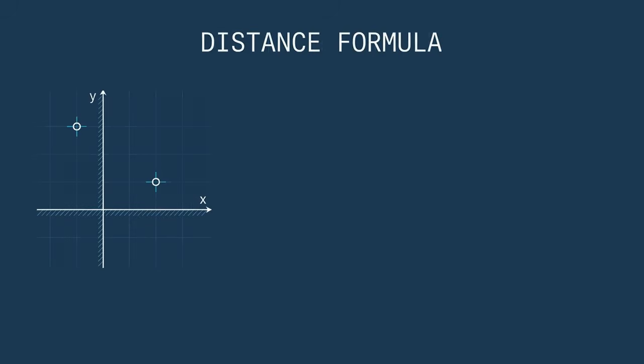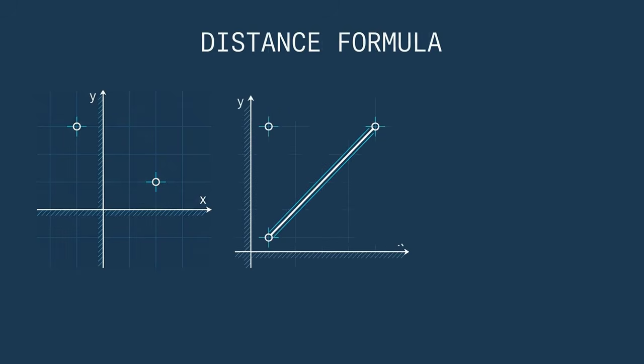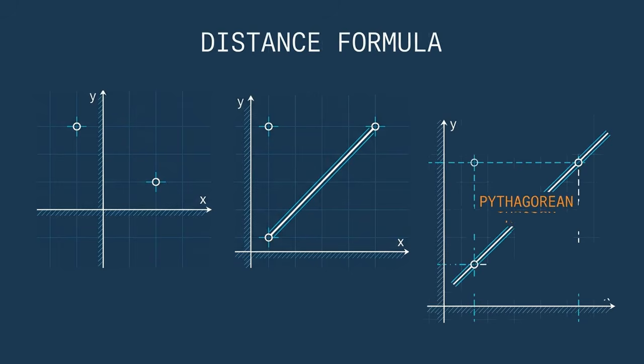Today, we're learning the distance formula. The distance formula helps us measure how far apart 2 points are on a coordinate plane. If you draw 2 points and connect them, the distance between them is the diagonal line. That diagonal is the hypotenuse of a right triangle, so this formula comes from the Pythagorean theorem.